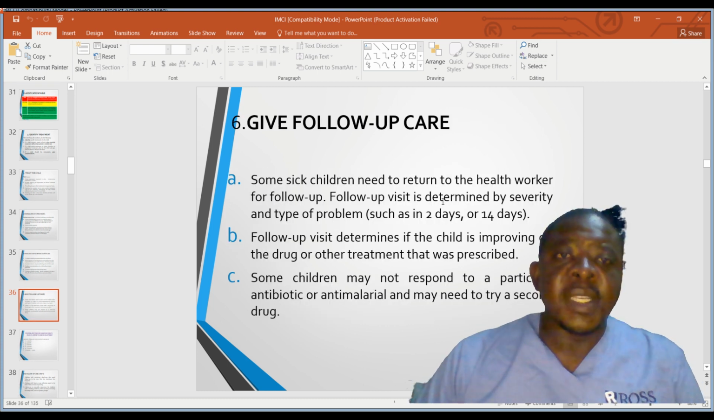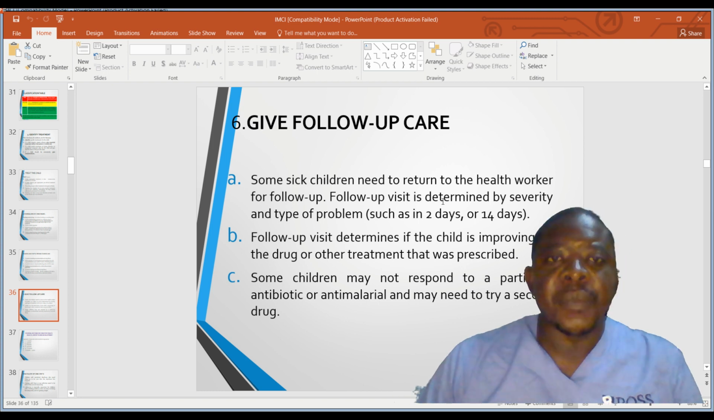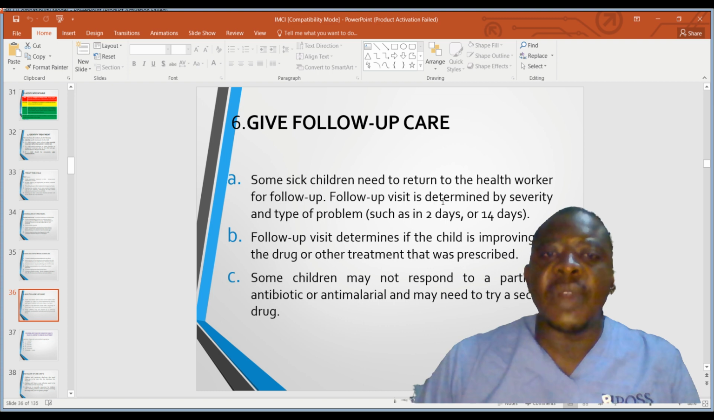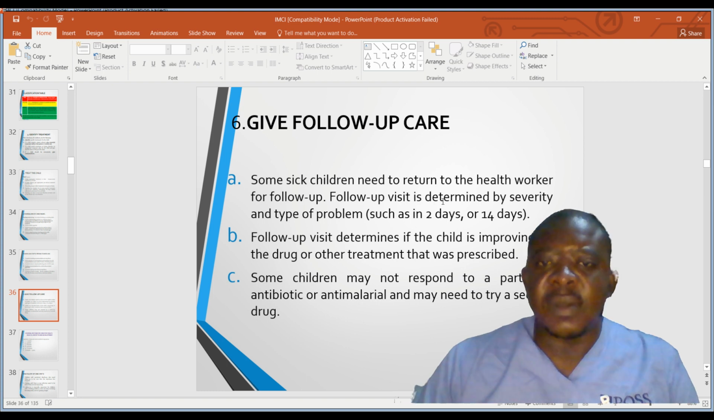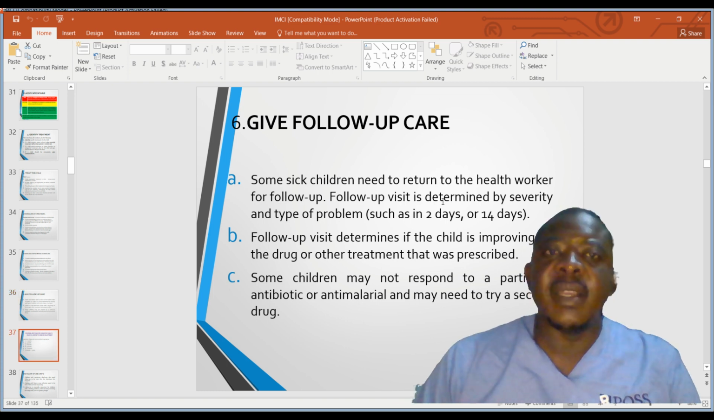Step 6 in the IMCI process is follow-up care. Some sick children need to return to the health worker for follow-up. The follow-up visit is determined by severity and the type of problem, such as in 2 days or in 14 days. The follow-up visit determines if the child is improving on the drug or other treatment that was prescribed. Some children may not respond to a particular antibiotic or antimalarial and may need to try a second drug.